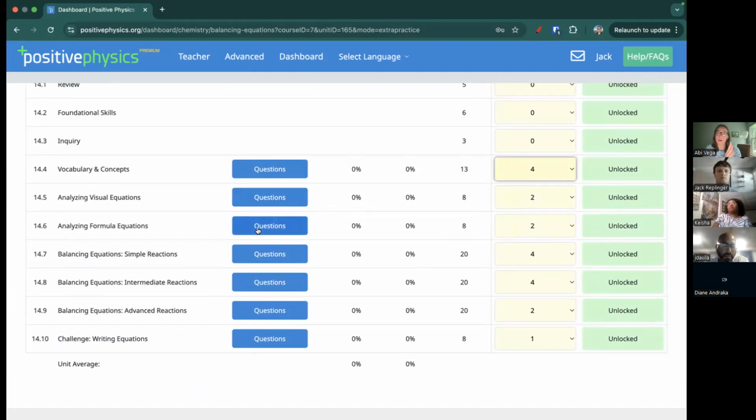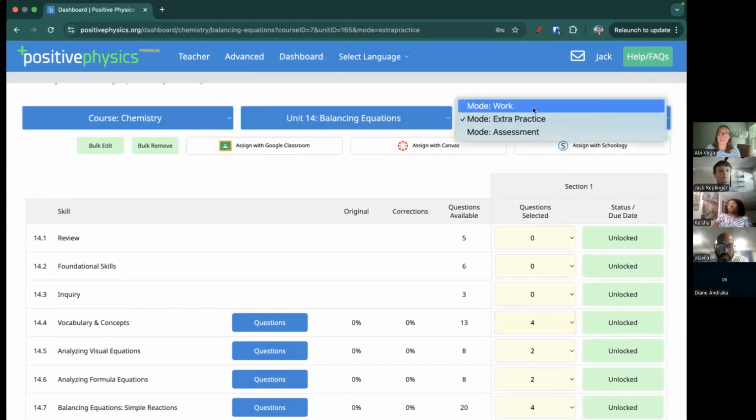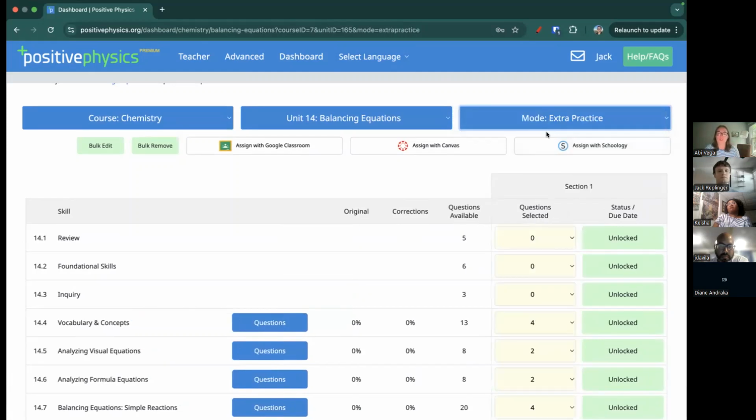And once the student has answered them fully, if they want, they can restart and get fresh questions with new randomized variables. So if you have a student who's struggling with a particular skill, they can go in and get essentially infinite practice in this extra practice section. Most teachers grade the work as their homework. Then they'll have extra practice optional for students who need it.